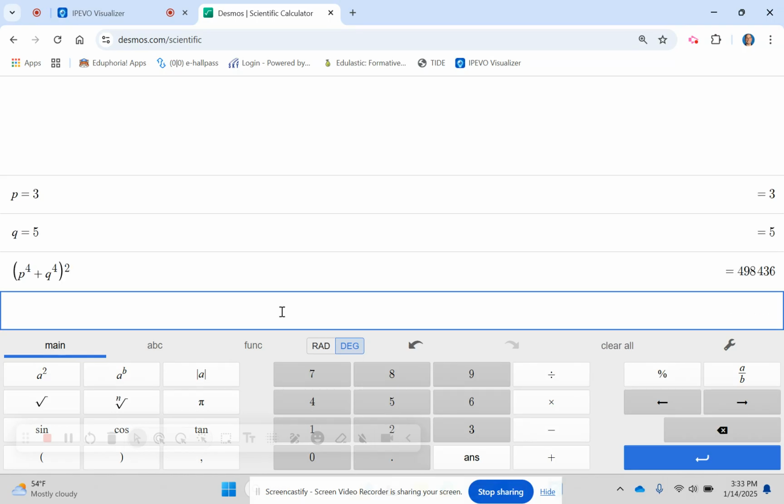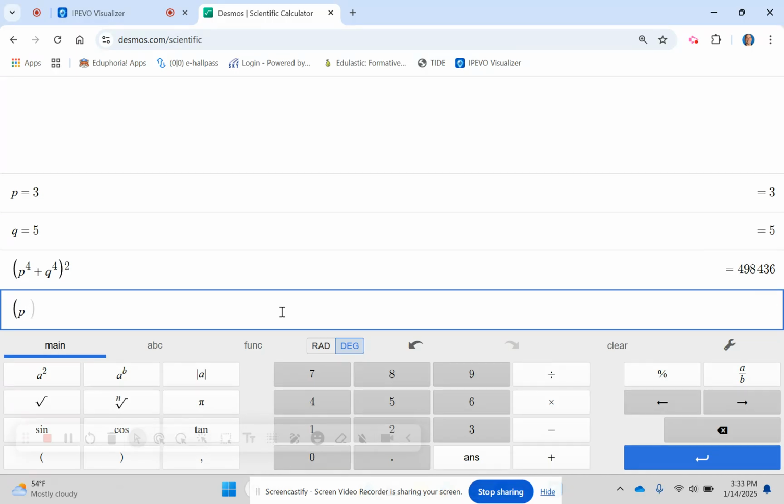Okay, now if they're equivalent, when I type in the left side or right side, they'll get the same number. p to the 4th minus q to the 4th, squared, plus 2p squared q squared, squared. And you can see that they're the same number, so they are equivalent.